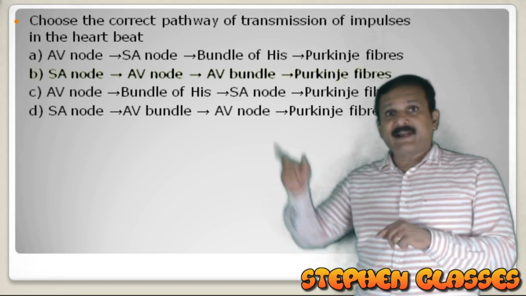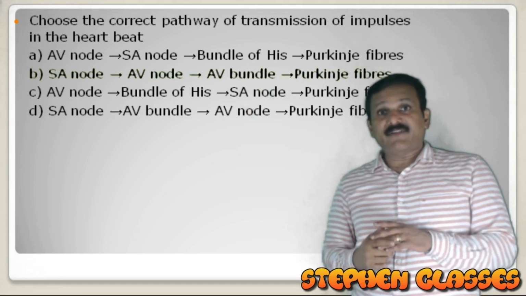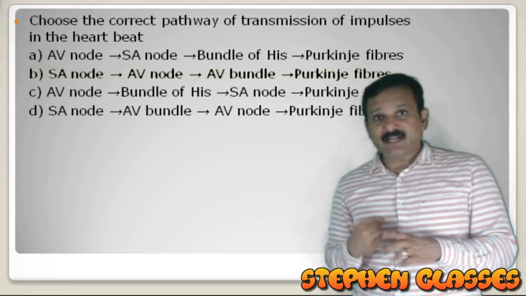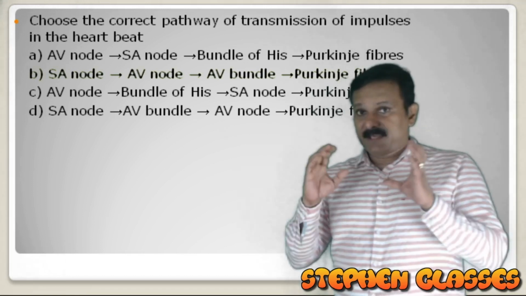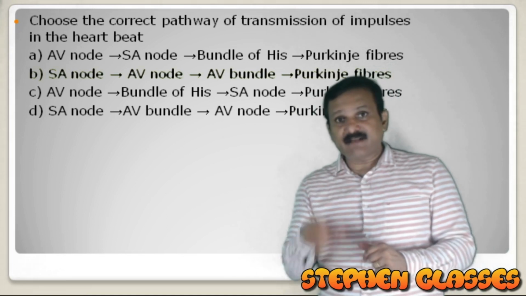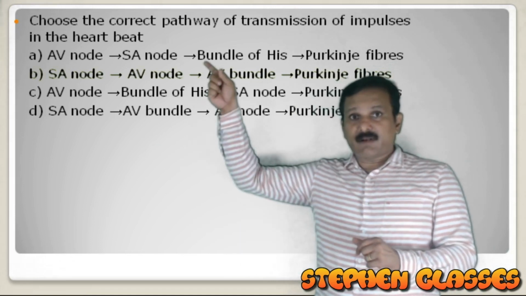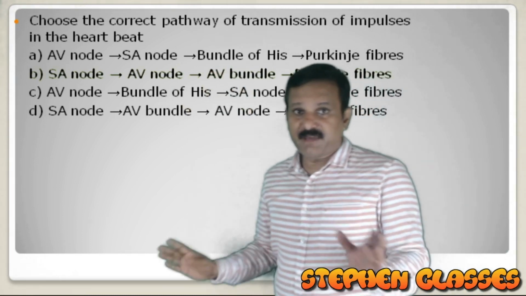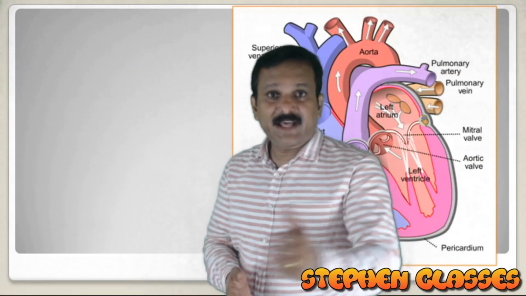I repeat, what is the bundle of His? The bundle branches and the Purkinje fibers together are considered the bundle of His. So the correct answer will be option B here. So we move to our next question.